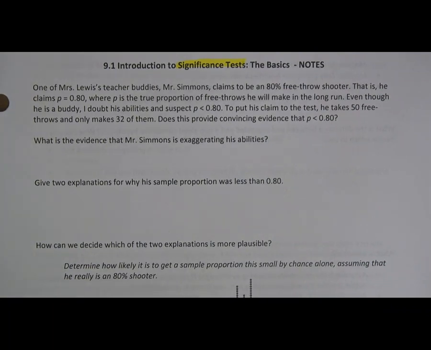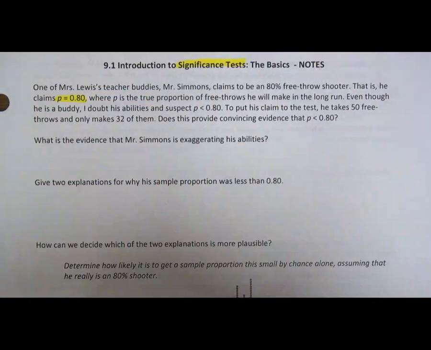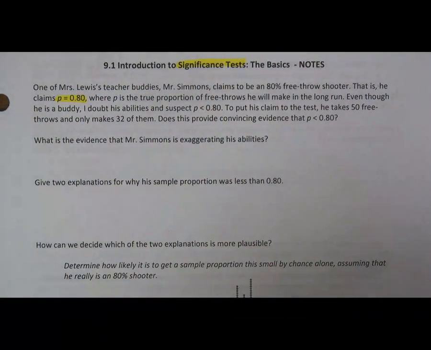One of Mrs. Lewis's buddies, Mr. Simmons, claims to be an 80% free throw shooter. So he claims he can make 80% of his free throws. That is, the population would be all the free throws that he takes ever, and he claims he makes 80%. So the parameter is 0.8. P is the true proportion of free throws he makes in the long run.